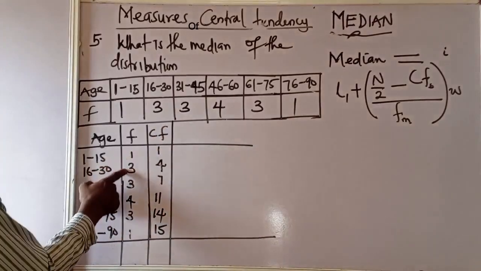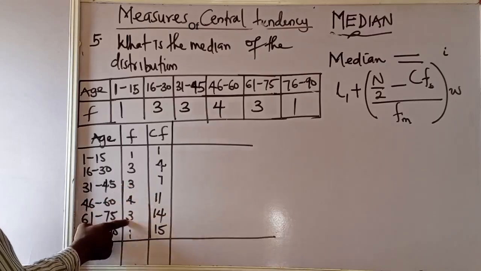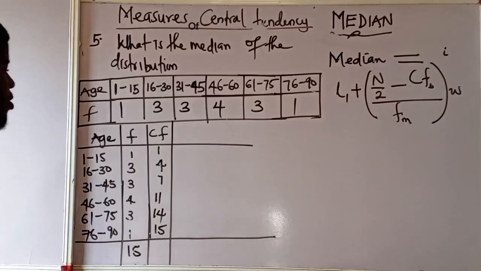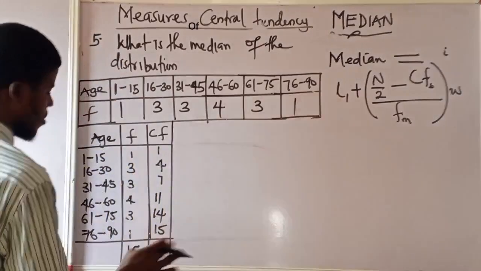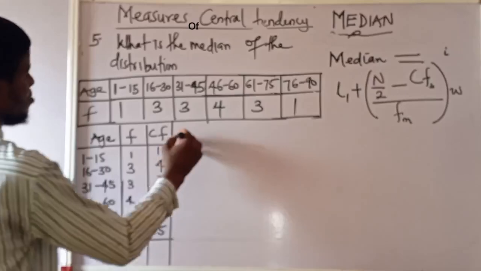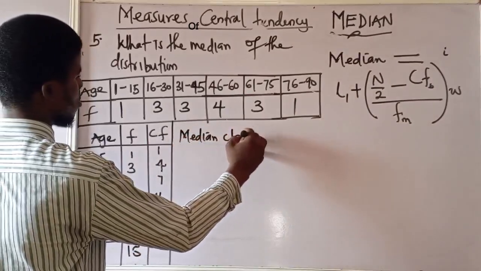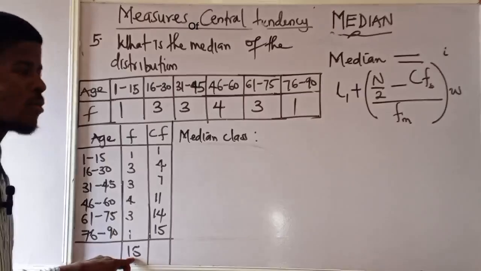Of course, 1 plus 3 is 4, plus 3 is 7, plus 4 is 11, plus 3 is 14, plus 1 is 15. Yes, 15. So the median class, you have to determine the median class. The median class is this. The total frequency is 15.